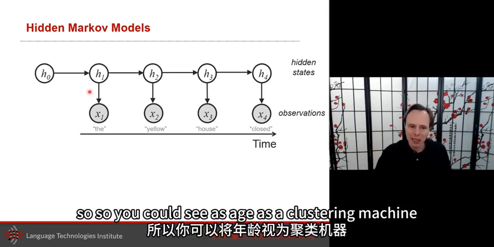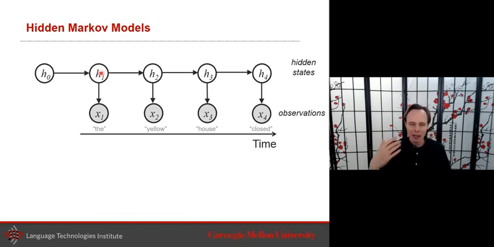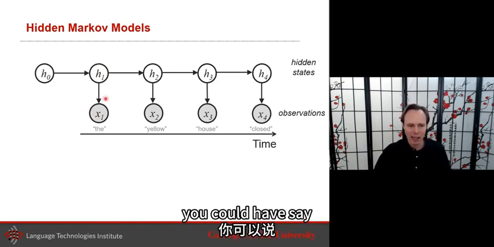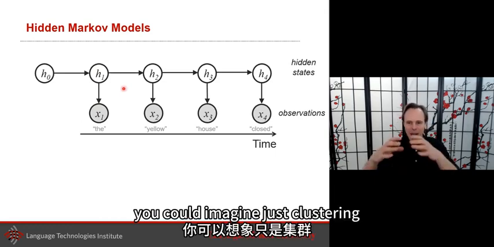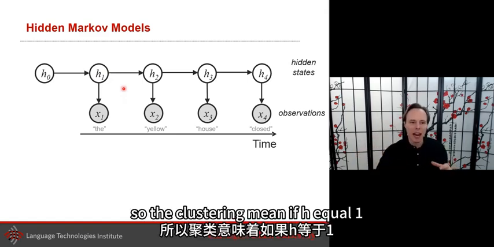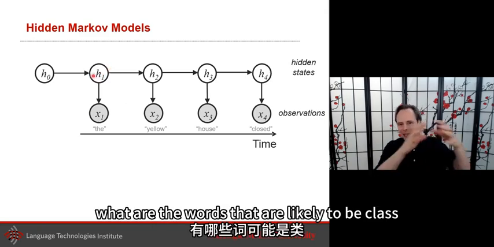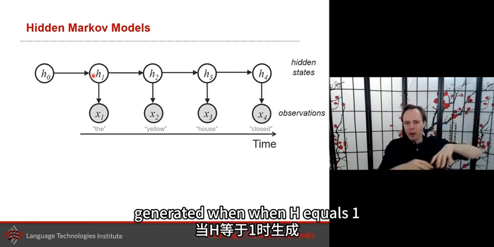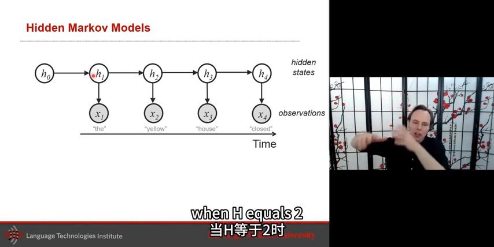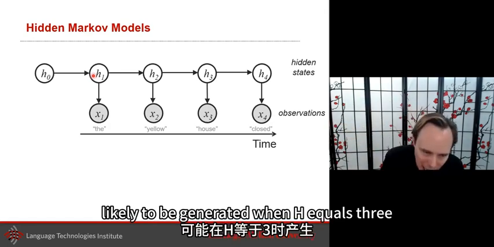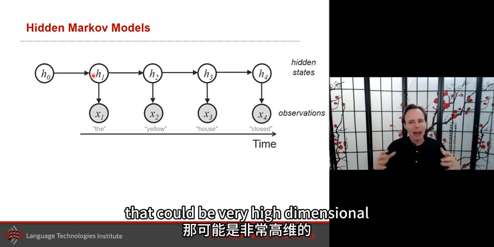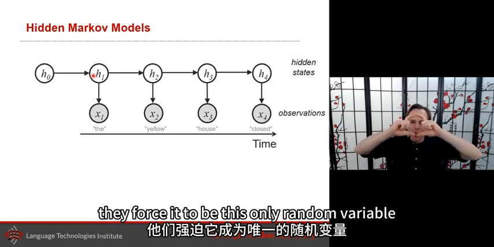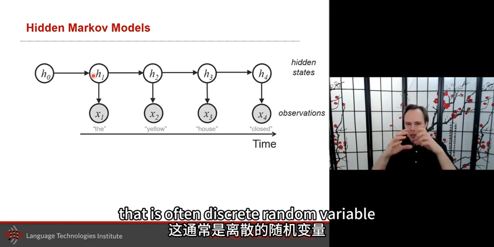So you could see H as a clustering machine, and in fact, it is often implemented with a Gaussian model. Maybe if these were continuous, the conditional distribution could have been modeled with a Gaussian model, which you could imagine as just clustering. So the cluster mean: what are the words that are likely to be generated when H equals 1? What are the words that are likely to be generated when H equals 2? What about when H equals 3? That's one view of these hidden states. They force something that could be very high dimensional to be only one random variable that is often a discrete random variable.